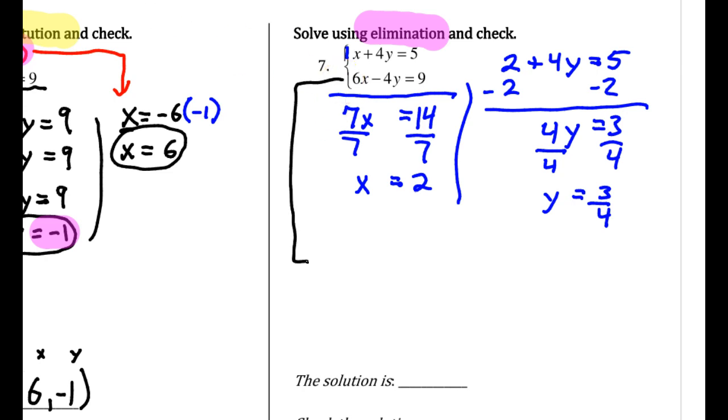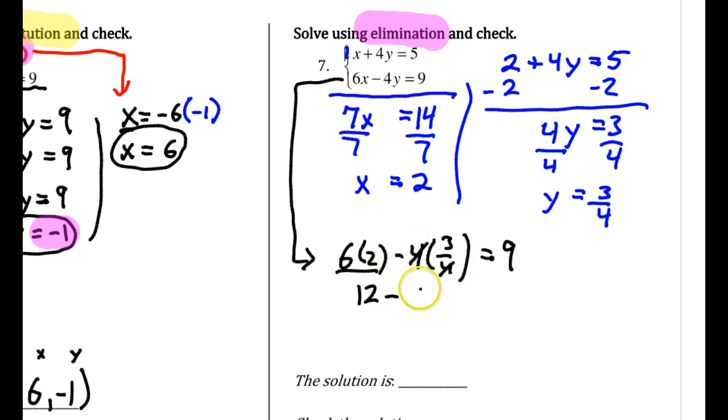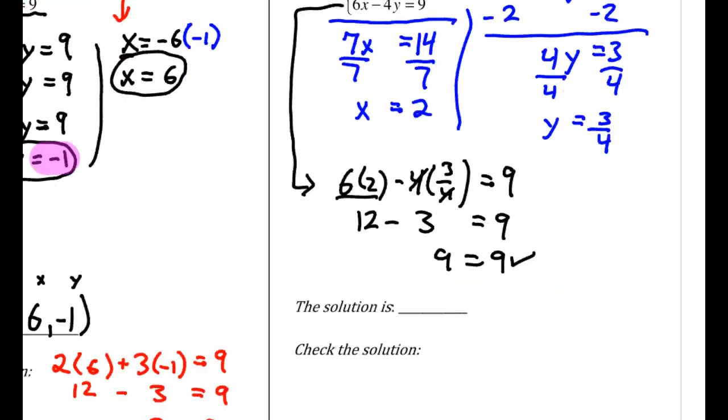You don't have to hope you got it right and say, well, I think I did it right, but I got a fraction. Just double check it. So it's 6 times x, 6x, minus 4 times 3/4. Is that equal to 9? So 6 times 2 is 12. 4 times 3/4, the 4's cancel on top and bottom, so minus 3. Yeah, sure enough, it is the right answer, even though we got a fraction answer, and isn't it nice to know that it is right? So 2 comma 3/4, x comma y.